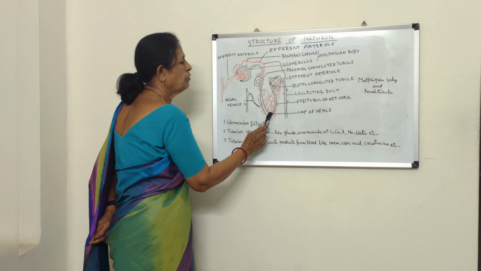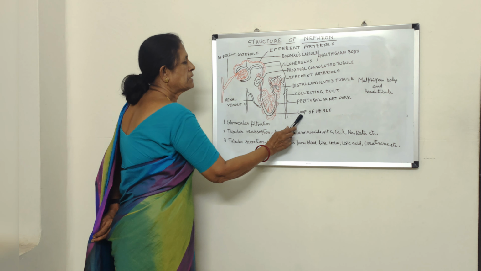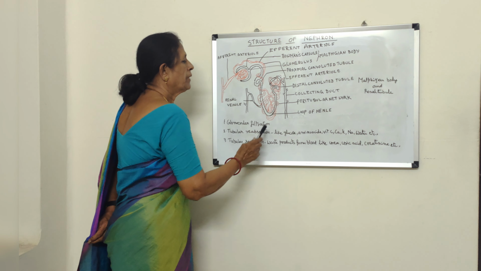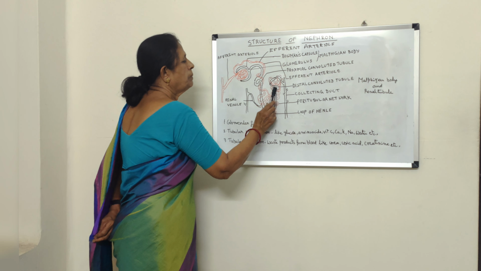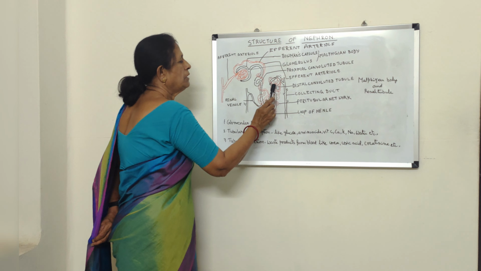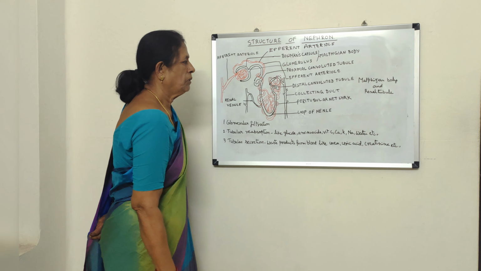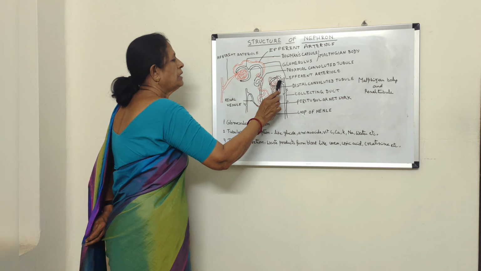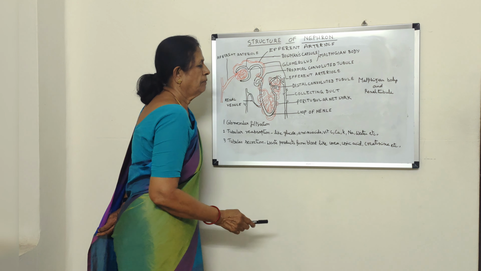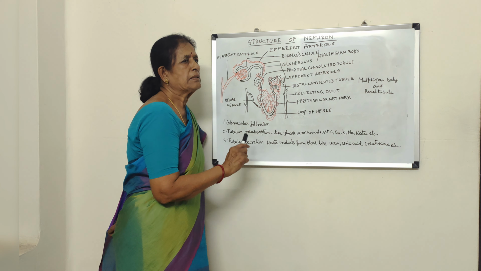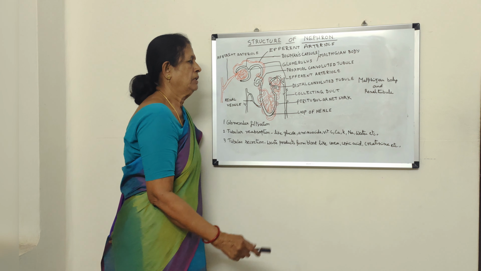It forms a U-shaped loop which is called a loop of Henle. And after the loop of Henle, again it forms a convoluted part which is called a distal convoluted tubule. And this distal convoluted tubule enters into the collecting duct. So all the collecting ducts open into ureter. Ureter will carry the urine.